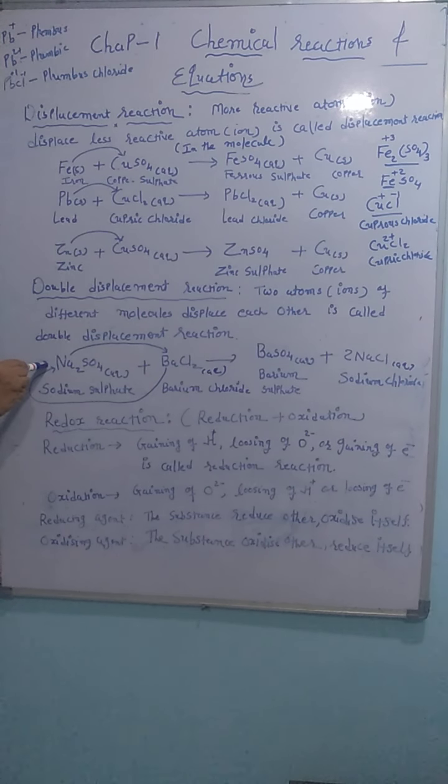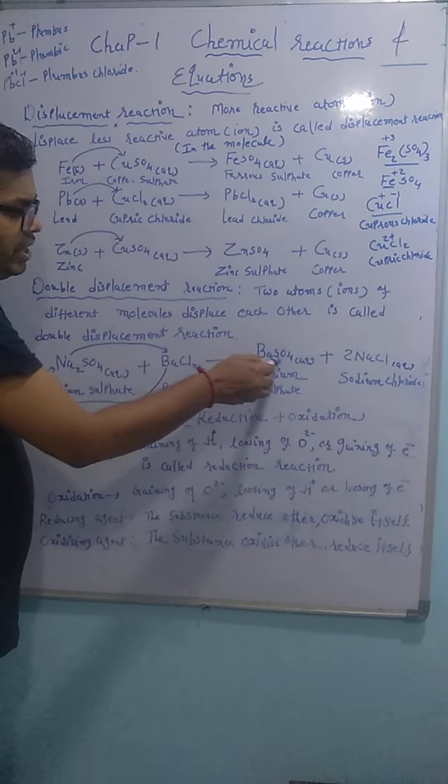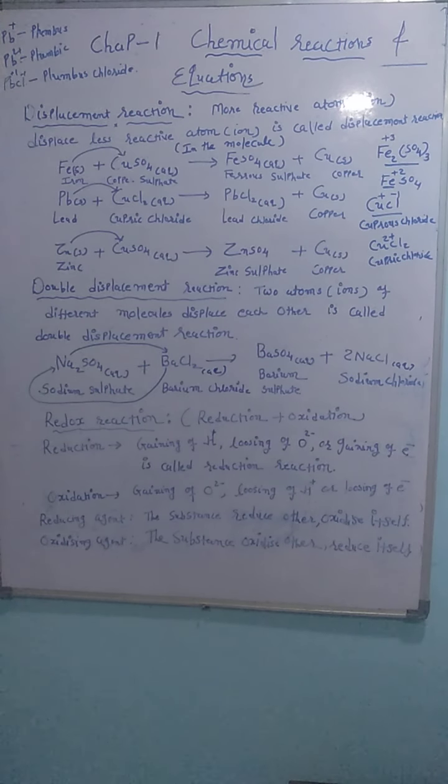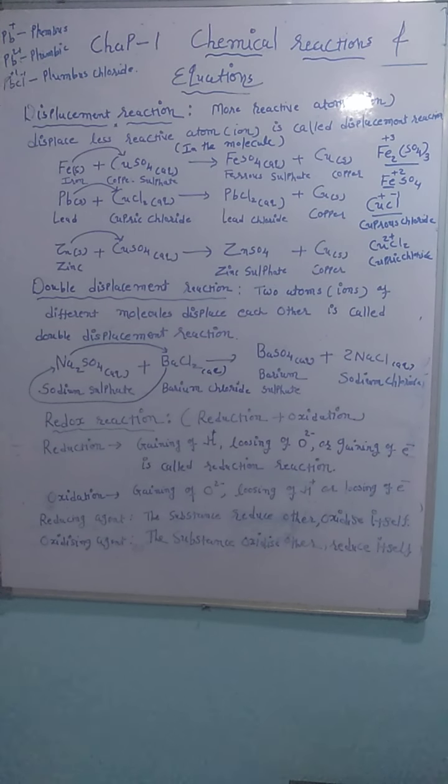1 mole of sodium sulfate reacts with 1 mole of barium chloride, gives 1 mole of BaSO4 plus 2 moles of NaCl. Okay. So here sodium displaces barium, and barium displaces sodium, and that way we get barium sulfate plus 2 moles of NaCl. Okay, so this is the double displacement reaction. Okay, so in many places it is possible.